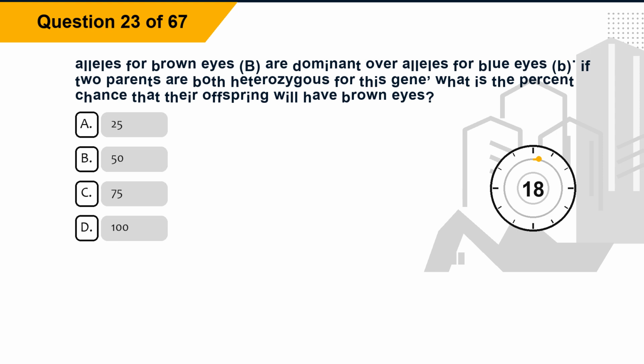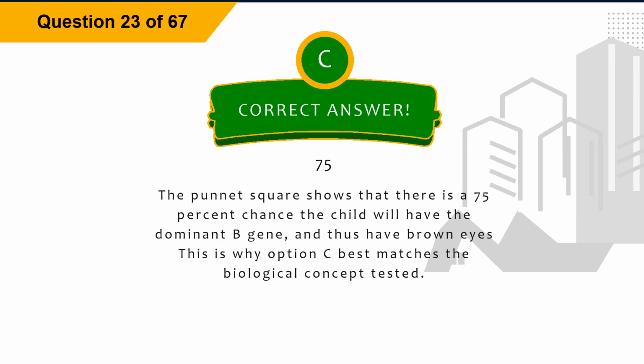Question 23. Alleles for brown eyes, B, are dominant over alleles for blue eyes, b. If two parents are both heterozygous for this gene, what is the percent chance that their offspring will have brown eyes? Option A, 25. Option B, 50. Option C, 75. Option D, 100. The correct answer is option C, 75. Explanation. The Punnett square shows that there is a 75% chance the child will have the dominant B gene, and thus have brown eyes. This is why option C best matches the biological concept tested.